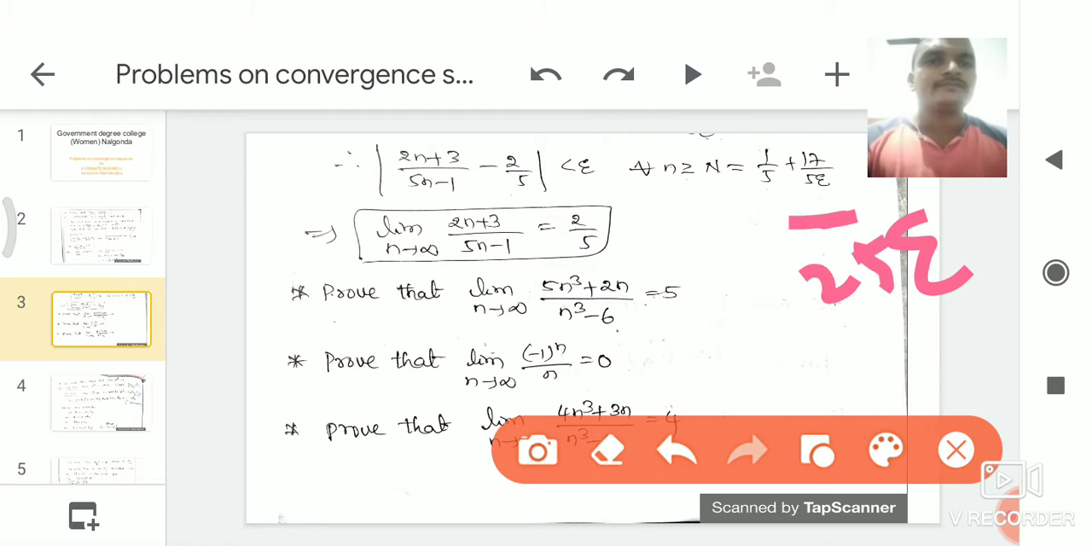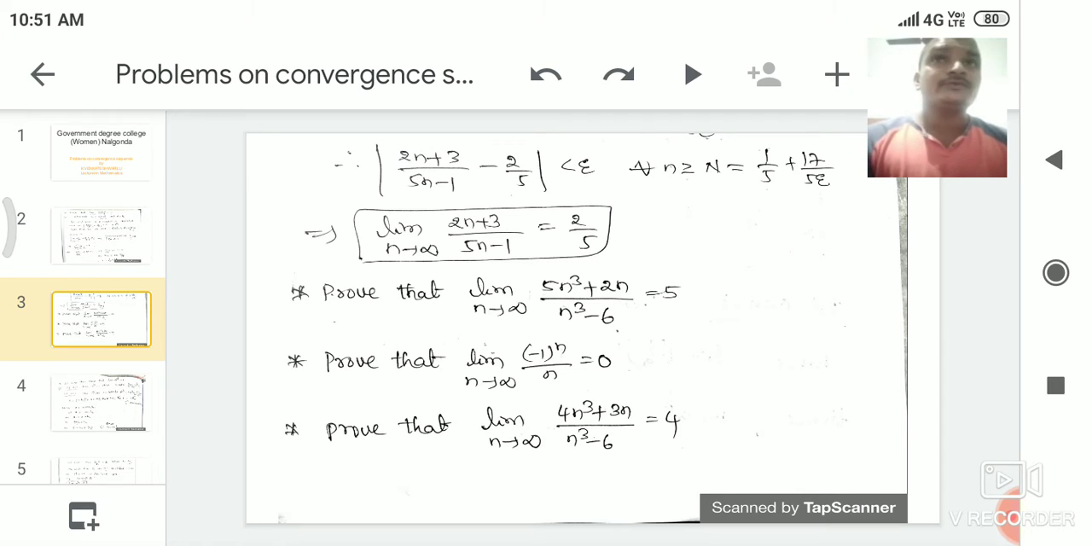Here also, mod (2n plus 3) by (5n minus 1) minus 2 by 5 less than epsilon for every n greater than or equal to N. Here the natural number N exists that depends on the epsilon value. That gives limit n tending to infinity (2n plus 3) by (5n minus 1) is equal to 2 by 5. In order to prove this type of problems, we use the definition of limit point of a sequence.